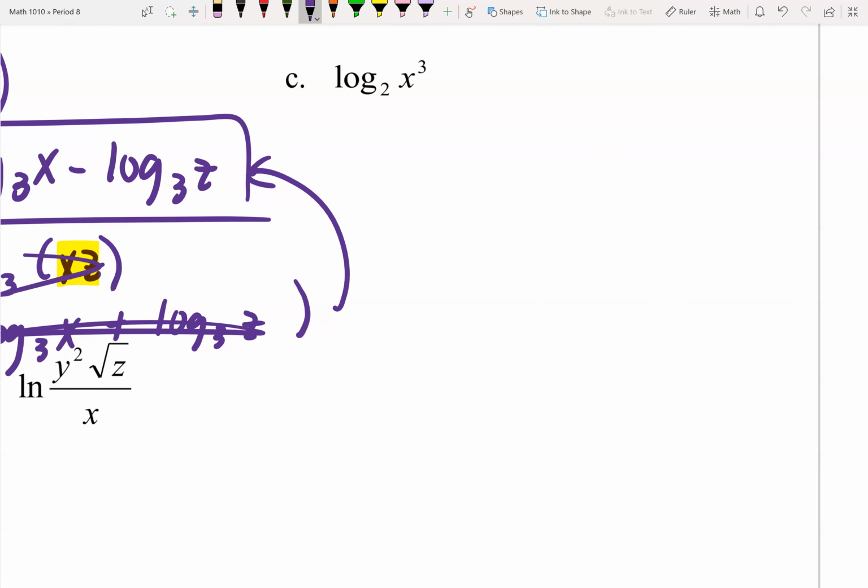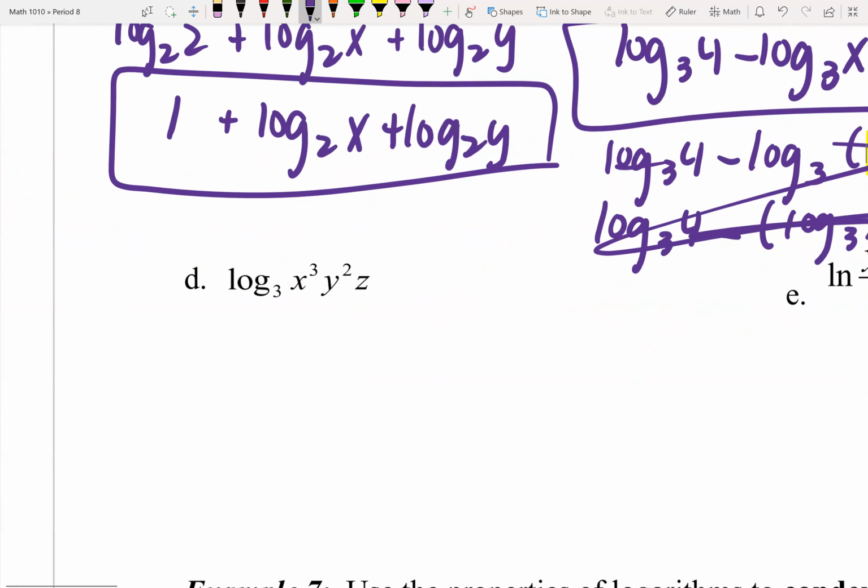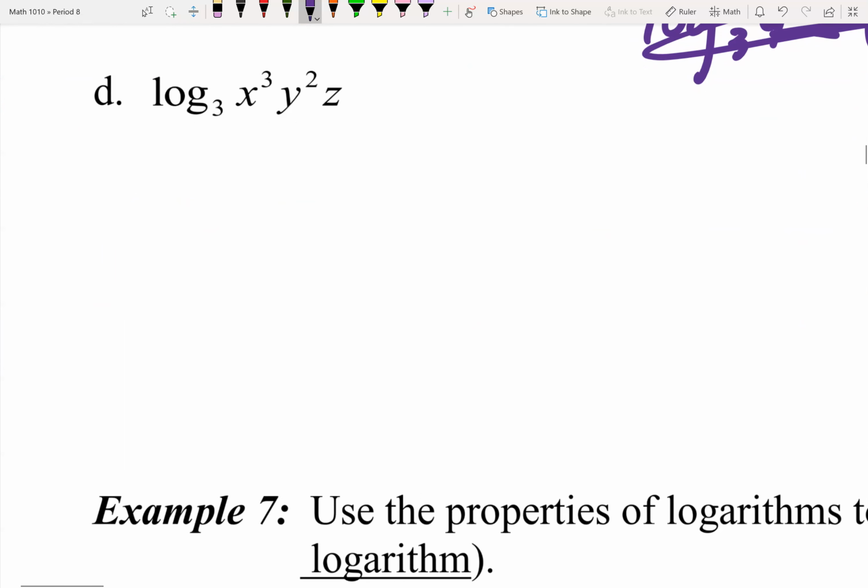Okay, question C. Question C is a breeze. What do I do to expand it? Bring it down. 3 log base 2 of x, done. It's more expanded. Okay, question D. I feel a little concerned that you're not answering this question correctly. Let's see. Tell me nice and loud so I can see if you understand. How many times will I write the word log right now? 3. I heard lots of 3, so now I'm feeling more confident with you guys. Okay, here we go.